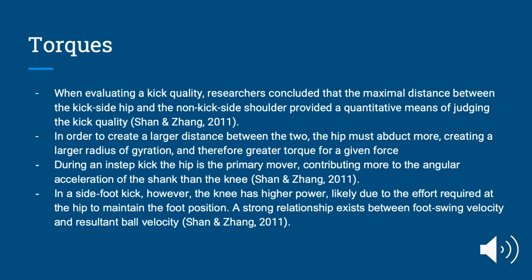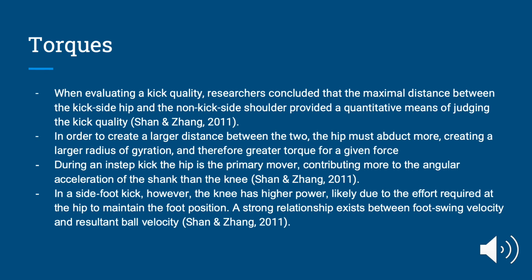Okay, so now we're going to move on to talking about the torques. First, I'm going to talk about the optimal position for kicking a soccer ball. When evaluating a kick quality, researchers concluded that the maximal distance between the kick side hip and the non-kick side shoulder provided a quantitative means of judging the kick quality. In order to create a larger distance between the two, the hip must abduct more, creating a larger radius of gyration and therefore a greater torque for a given force.